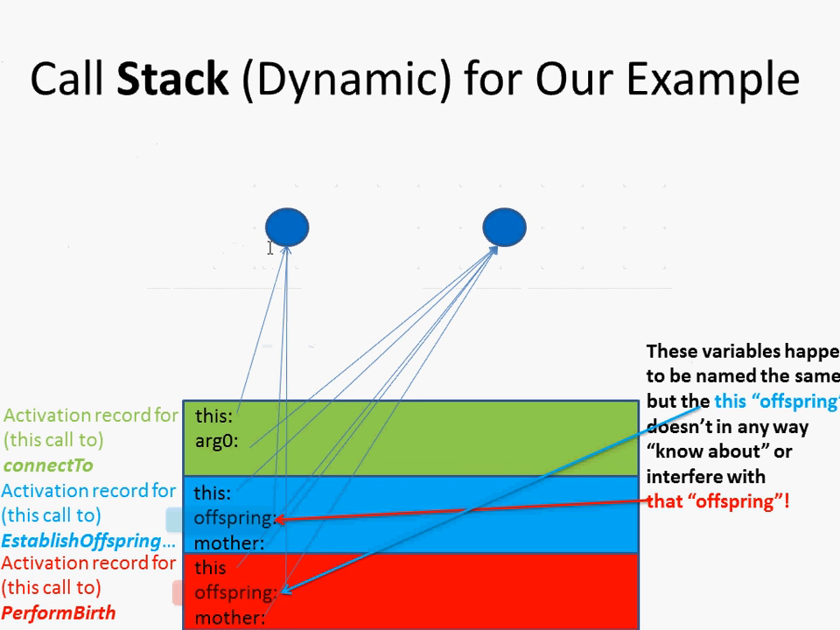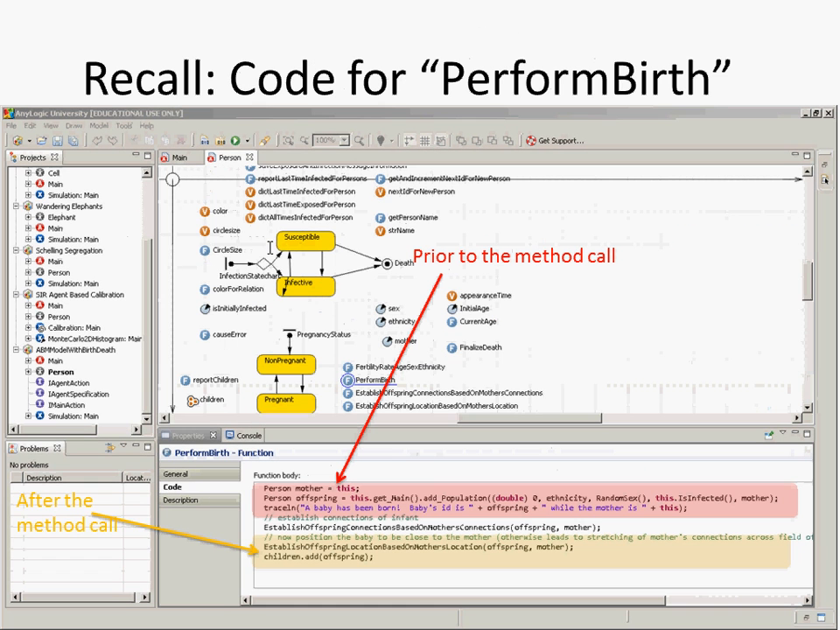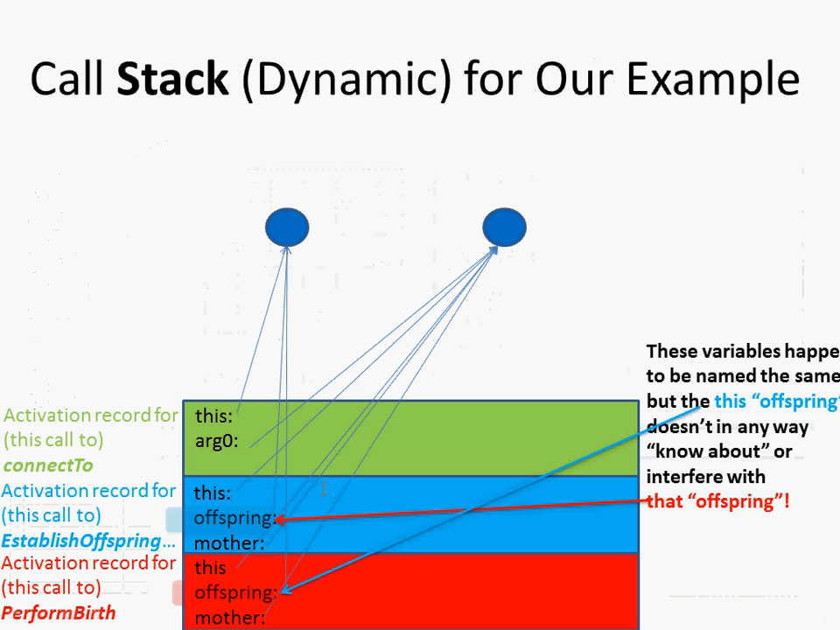And it's going to pass it as arguments offspring and mother, the reference to offspring and the reference to mother, okay? So, as a result, offspring and mother are now live in establish offspring connections based on mother's connections. Let me just go show that here. Establish offspring connections based on mother's connections. You'll see it right here.